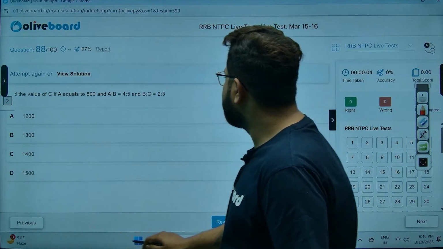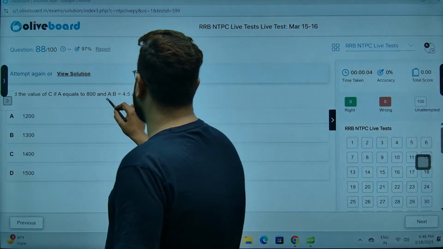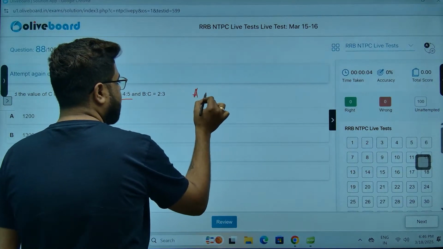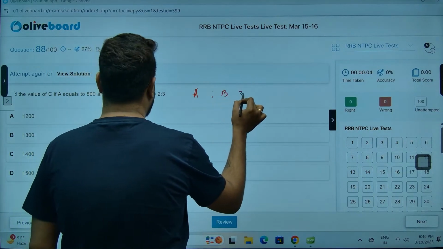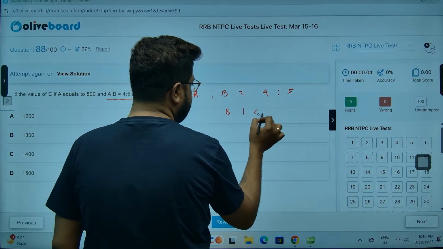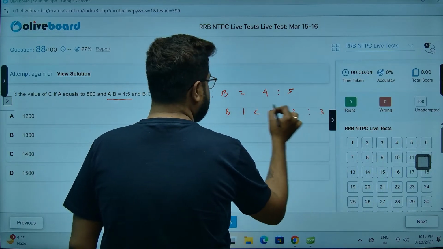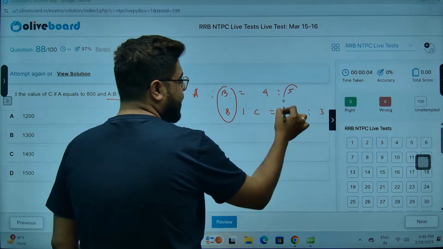So this is one very simple question. A is to B, B is to C. A ratio B is 4 ratio 5. B ratio C is 2 ratio 3. B needs to be equal on the left and right, so we need to do this.